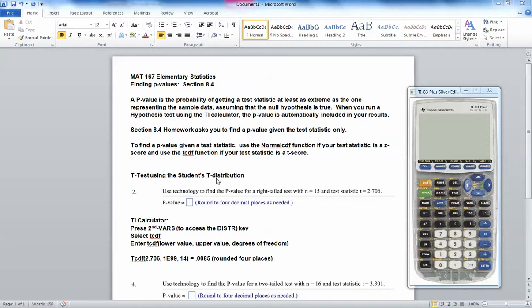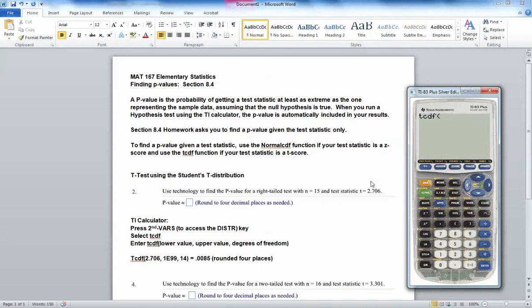So here's a couple of examples from homework. The first one is from problem number 2 on my math lab. Use technology to find the p-value for a right-tailed test with n equal to 15 and a test statistic t of 2.706. To find the p-value on the TI calculator, you press second and then vars to access the distributions. Select t-CDF. On this calculator, it's option number 5.